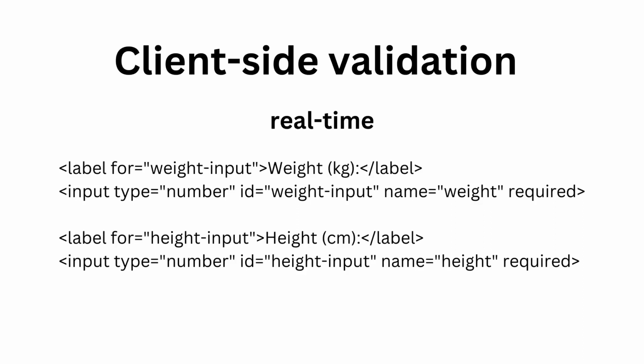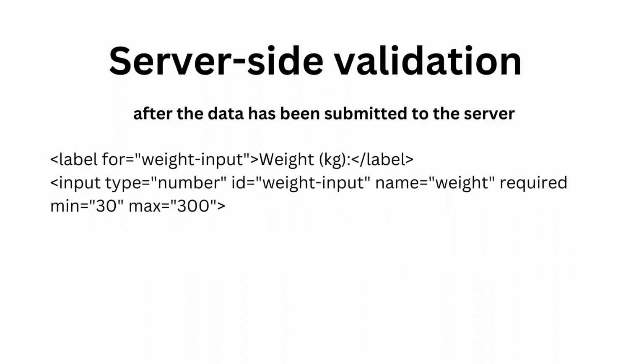On the other hand, server-side validation checks for errors after the data has been submitted to the server. This is a more secure method because it prevents malicious users from submitting invalid data to the server. For example, you can check if the user's weight and height fall within a valid range or if they have entered a realistic date for their workout log.